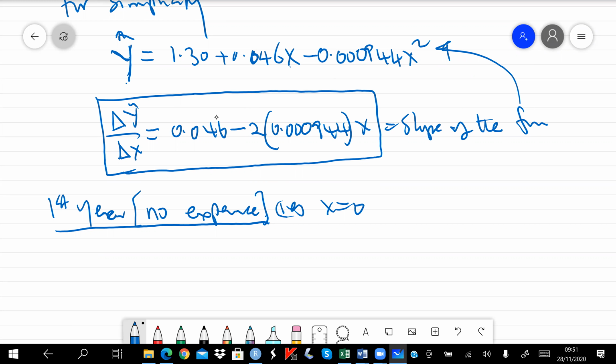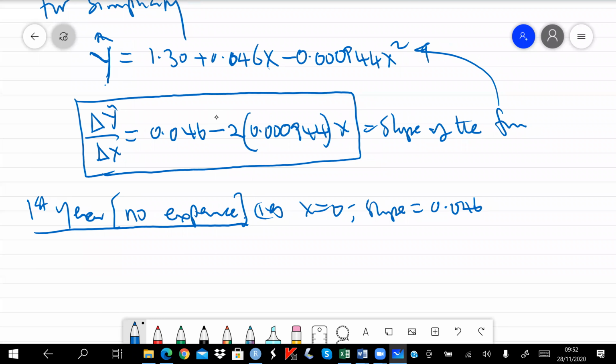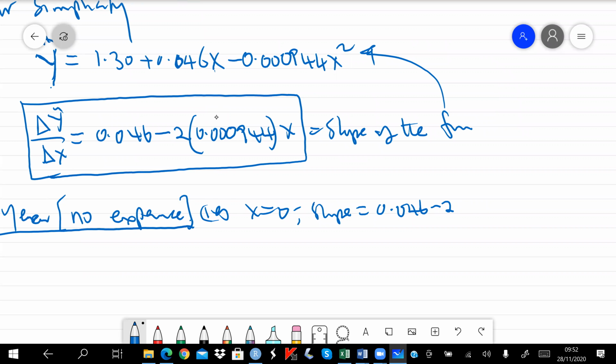It means that the slope is 0.046 minus 2 times 0.000944, then you put a 0 there. So you have 0.046, which we interpret as 4.6%.